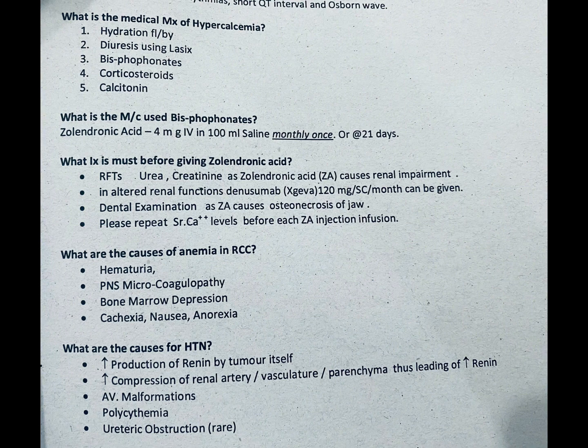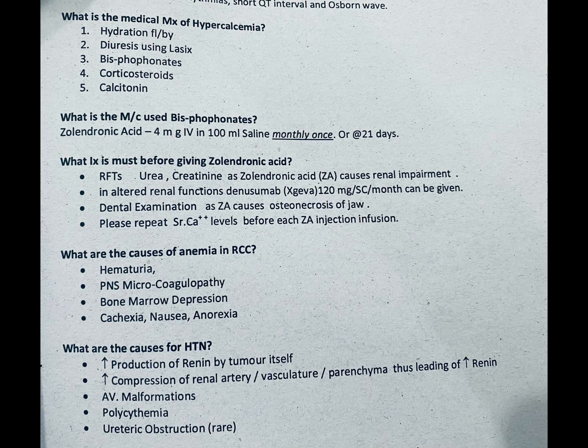Now, what are the causes of hypertension in case of paraneoplastic syndrome? The causes of hypertension include increased production of renin by the tumor itself, compression of the renal artery and vasculature parenchyma, which also leads to increased renin, AV malformation, polycythemia, and ureteric obstruction.